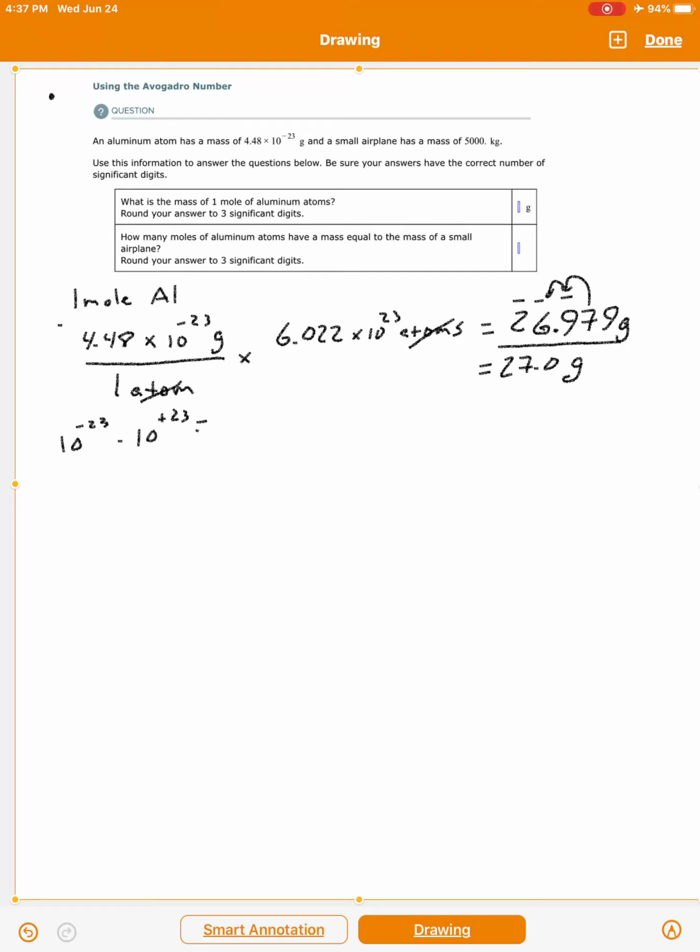Do you remember the rules of exponents? When you're multiplying numbers that have exponents, and the base is the same, so 10 is the base in each of these cases, do you remember what you do with the exponents? You add them, right? So this would be 10 to the negative 23 plus 23, which is 0. So this would be 10 to the 0. That is by definition 1. A number other than 0 raised to the 0 is equal to 1 by definition, okay?